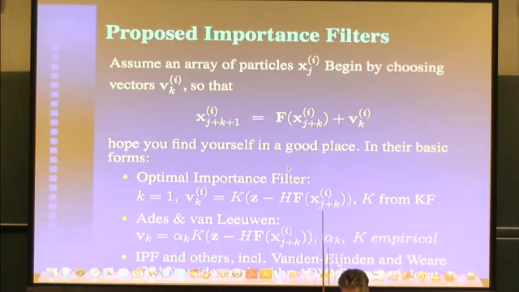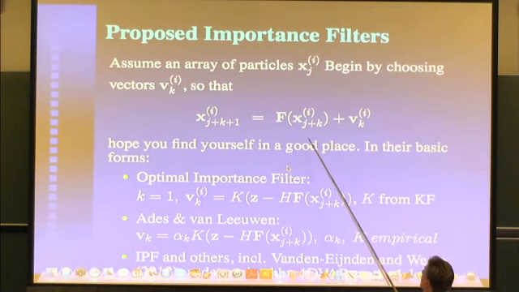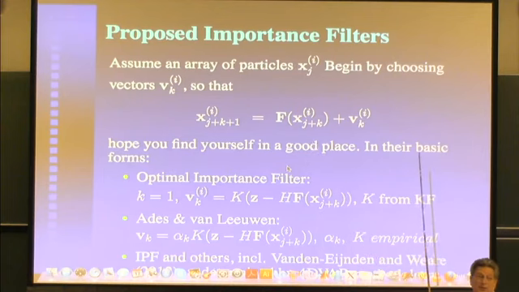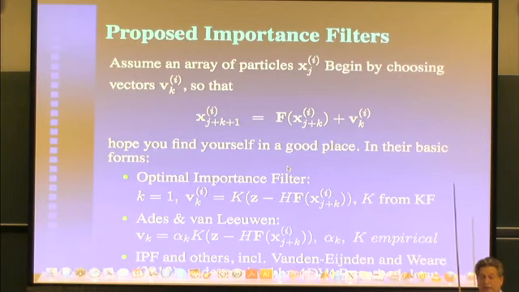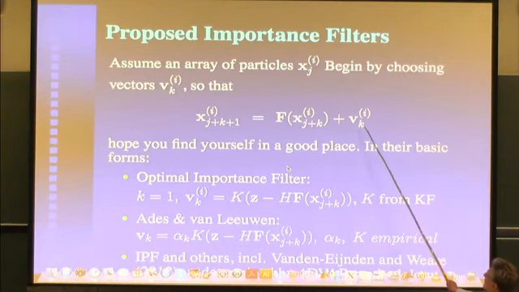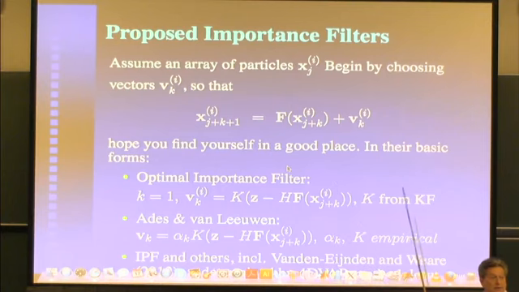And the idea that pretty much everybody uses is, okay, I know this function f. What I don't know is the difference between what I think the atmosphere is doing and what it is really doing, which is something random, some stochastic process. So I'm going to add something I call v to every particle, and after however many steps it takes to get to the next time I have observations, I'm going to choose v and hope I can find myself in a good place.